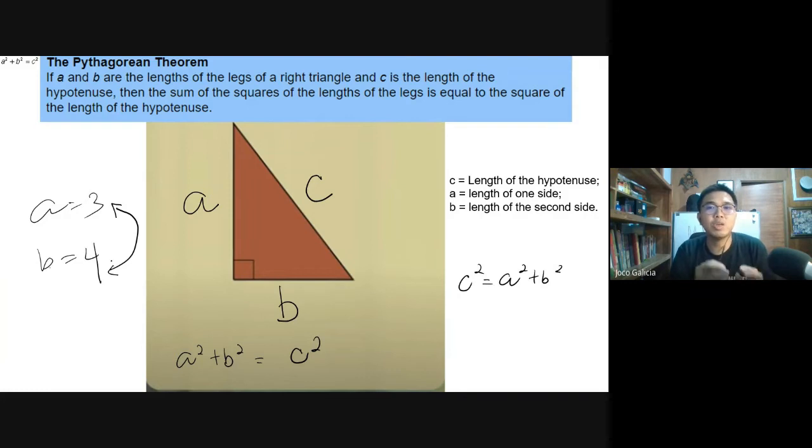Pero always remember na yung C ang longest side natin ng ating triangle. Ngayon, kapag inadd tong A and B natin at ini-square sila parehas, mag-i-equal daw sila sa hypotenuse.